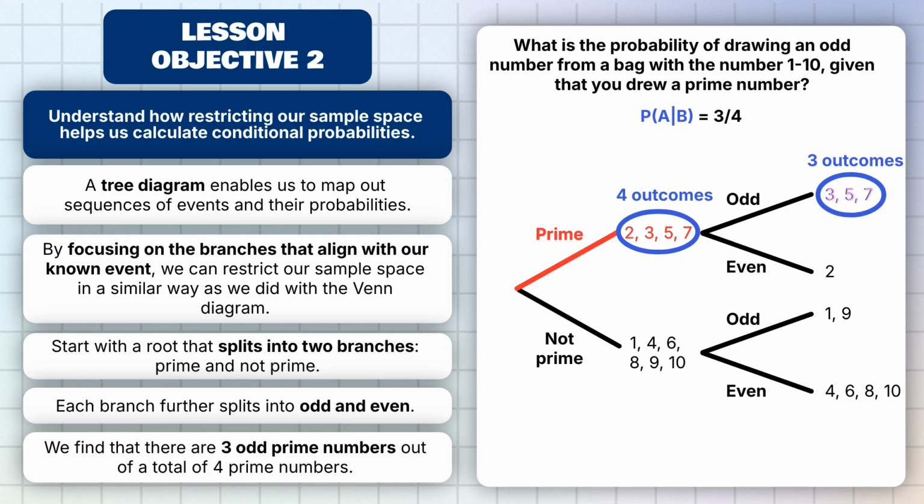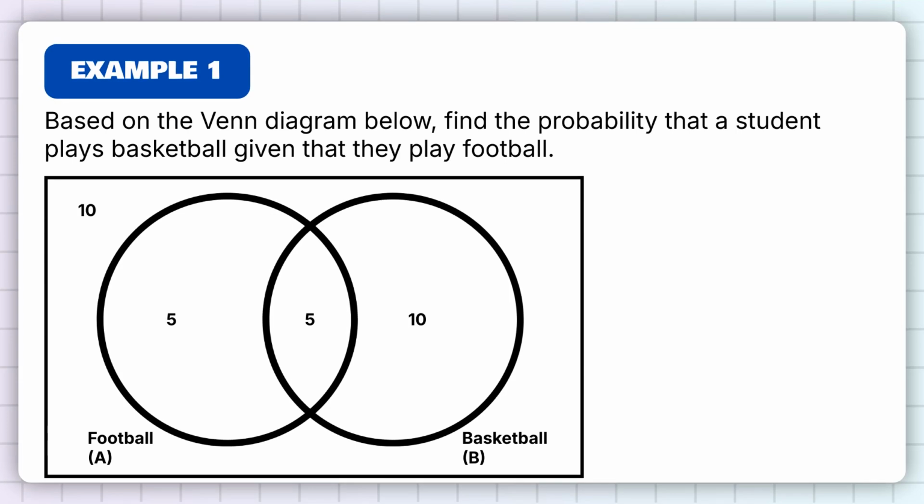Now let's do some practice problems to solidify your understanding. Imagine we have this Venn diagram showing 2 events, A and B. Event A represents students who play football, and event B represents students who play basketball. The total number of students is 30. 10 students play football, 15 students play basketball, 5 students play both football and basketball, and 10 students play neither sport. We want to find the probability that a student plays basketball given that they play football. This is denoted as the probability of B given A.